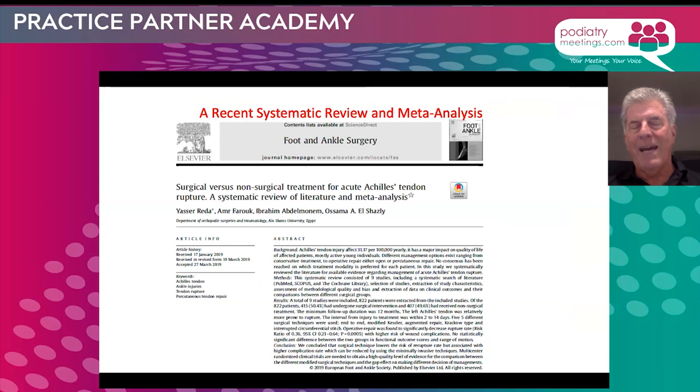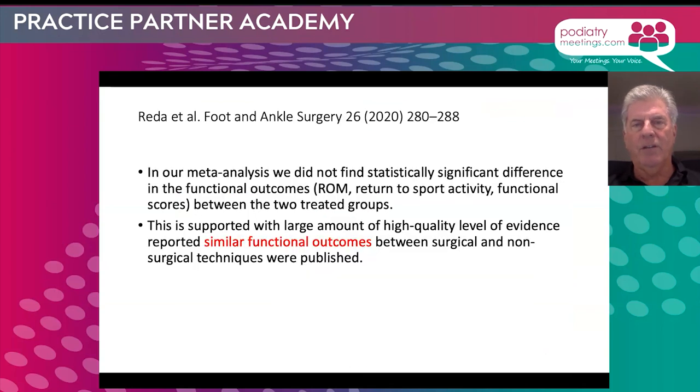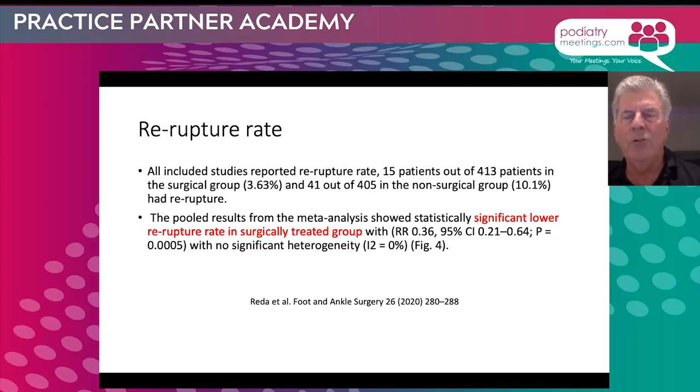A more recent systematic review and meta-analysis of a large body of literature on this subject concluded that there is no statistically significant difference in the functional outcome of patients treated operatively or non-operatively after Achilles tendon rupture. They have similar functional outcome. The only difference is there is a slightly increased but statistically significant increased risk of re-rupture in the surgically treated group when we look at all of these studies combined. There are some studies that contradict that conclusion.